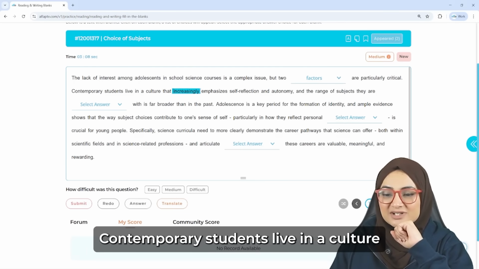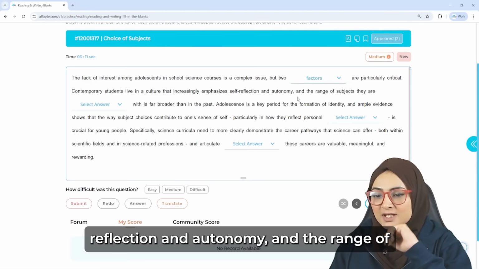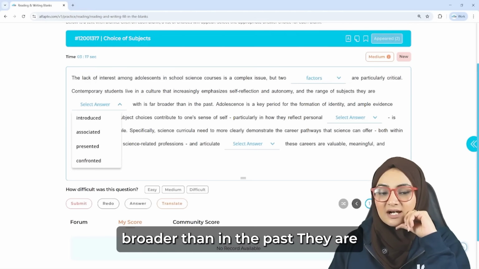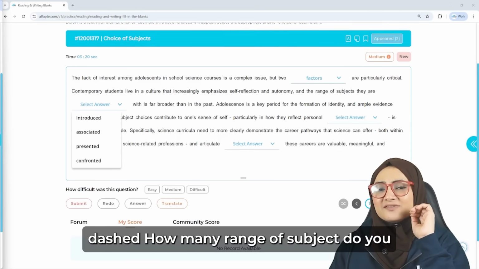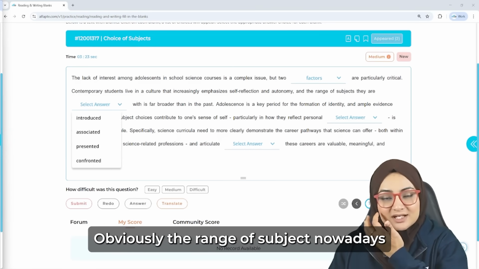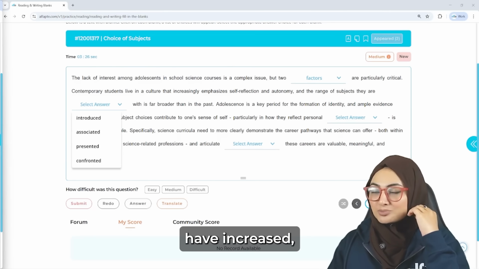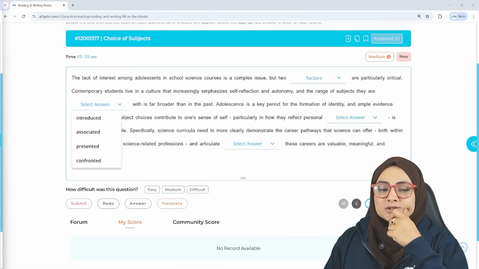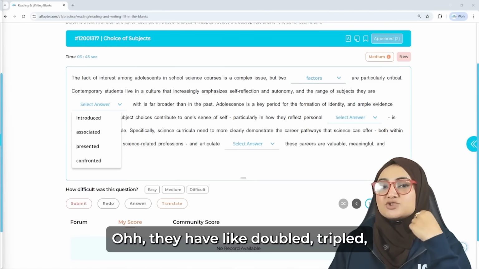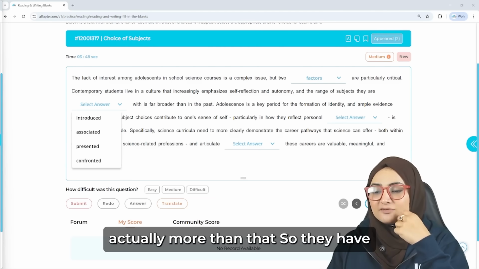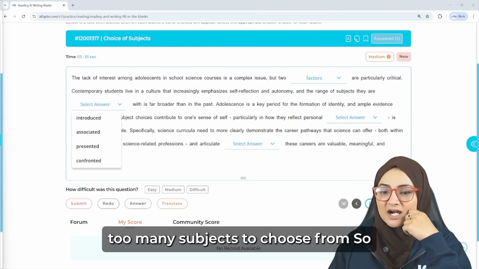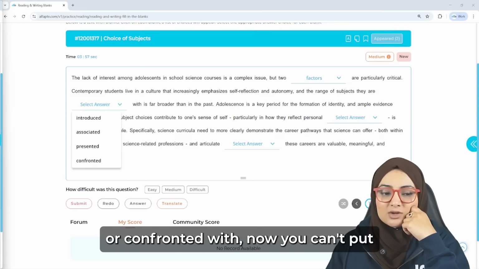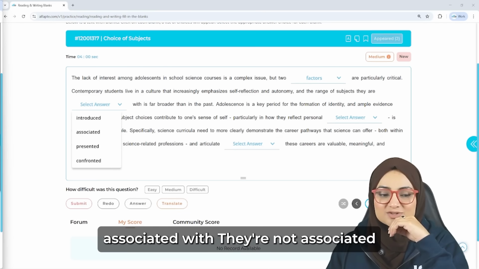Contemporary students live in a culture that increasingly emphasize self-reflection and autonomy, and the range of subjects they are dash with is far broader than in the past. They are dash. Now how many range of subject do you think they have increased or decreased? Obviously the range of subject nowadays have increased a lot. I mean, you can't say they have like doubled, tripled, actually more than that. So they have too many subjects to choose from. So the range of subjects they are introduced with or associated with, presented with or confronted with. Now you can't put associated with, they're not associated with the subject.